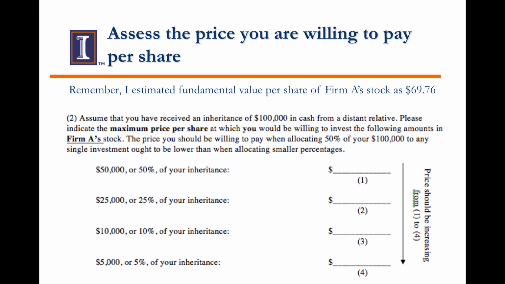Finally, you will assess how much money you are willing to pay per share of the firm's stock at different investment levels. Typically, you would not be willing to pay more than the fundamental value per share of stock. If I invest a small percentage of my inheritance, like 5%, I would be willing to pay my estimate of fundamental value less transactions costs. So for example, on line 4, the maximum price I would be willing to pay per share is $64.76. As I invest more of my inheritance is at risk, so I'm willing to pay a lower price to compensate for the risk I'm taking. The price I'm willing to pay per share should increase from line 1 to line 4.